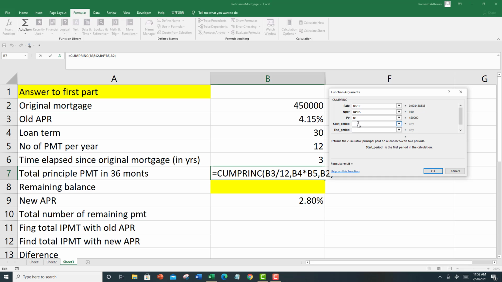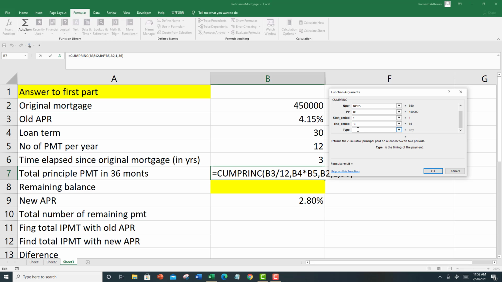And for our case, we want to calculate from period 1 to 36. Therefore, we just need to do here 1 and 36. So that means we are computing principal payment in the first 36 months. And there's one more argument here, right here.